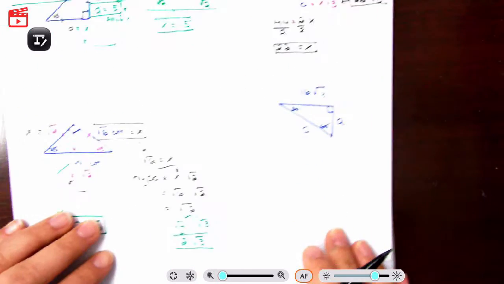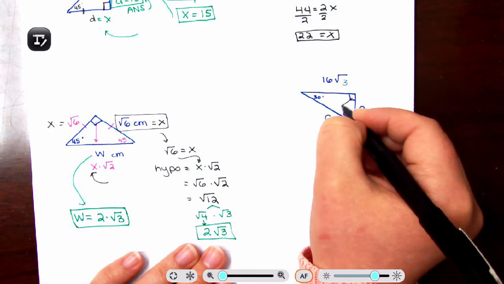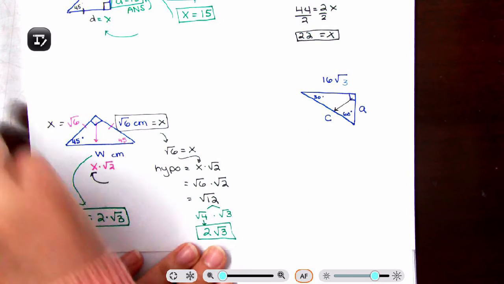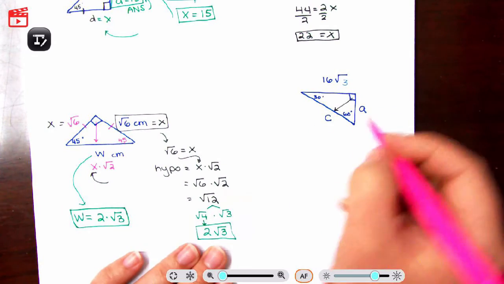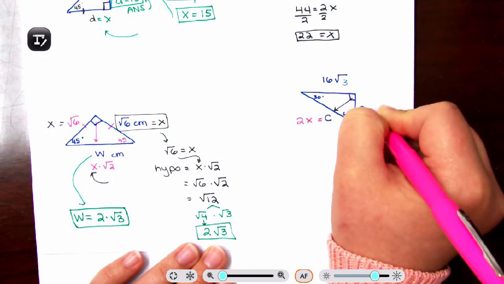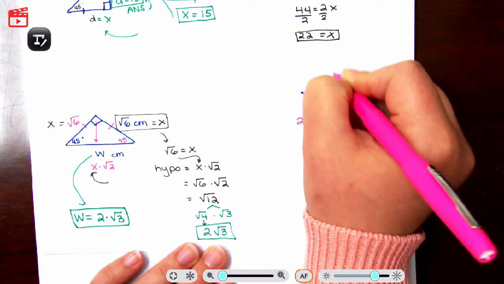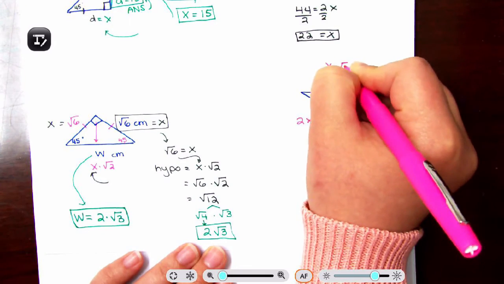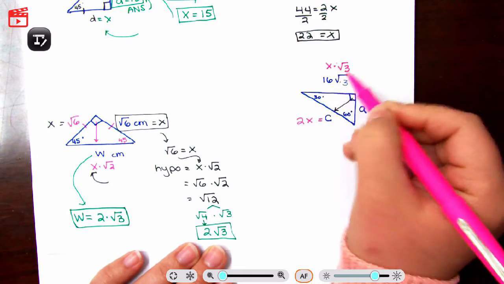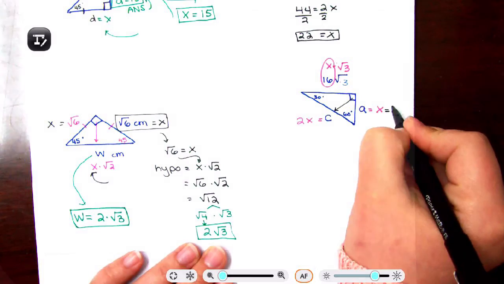One more. We have 16 root 3. That's given, but let's mark it up first. Across the street from our hypotenuse is C, which is 2x. That means our short side across the street from 30 is x, and this one here is our long side, which is x times root 3. You notice that we have root 3, root 3. That means x is 16, kind of giving you a shorthand here.